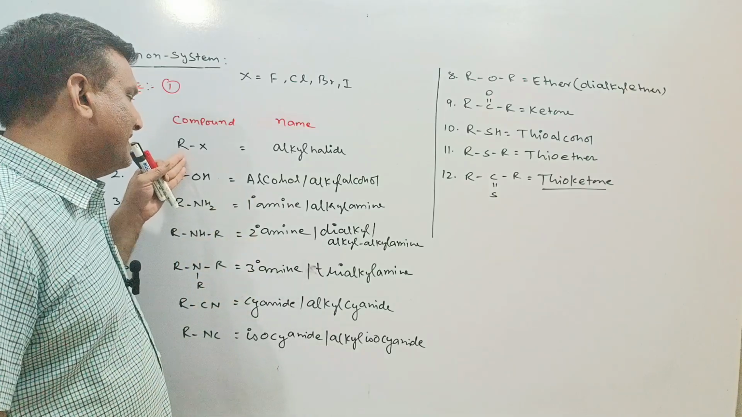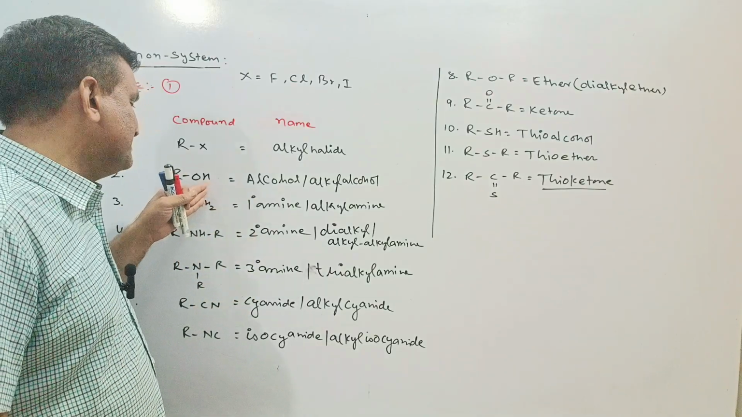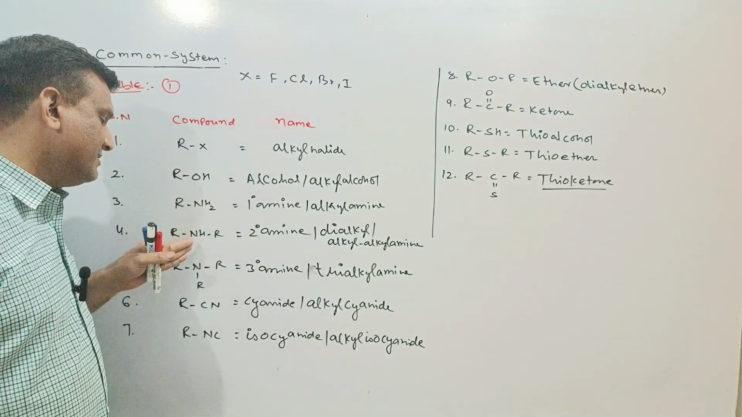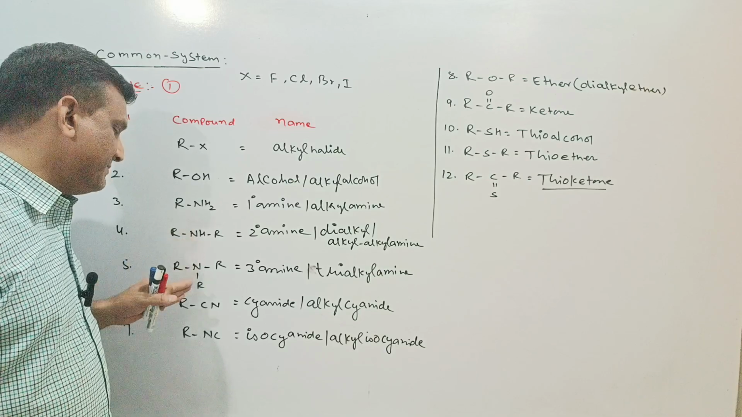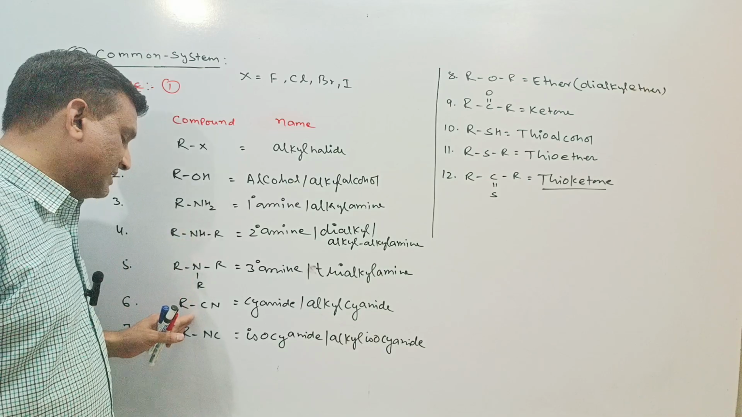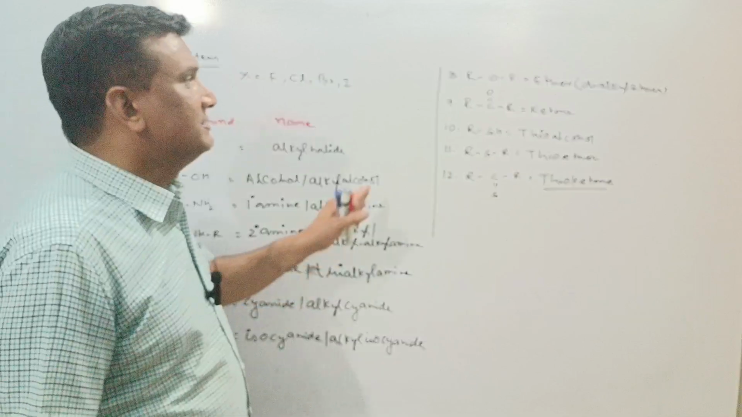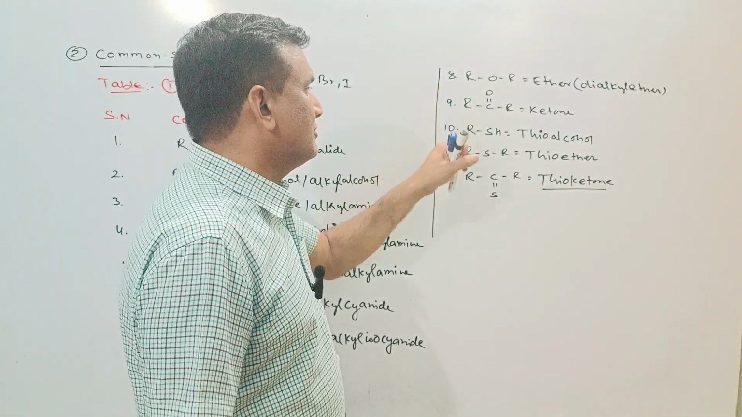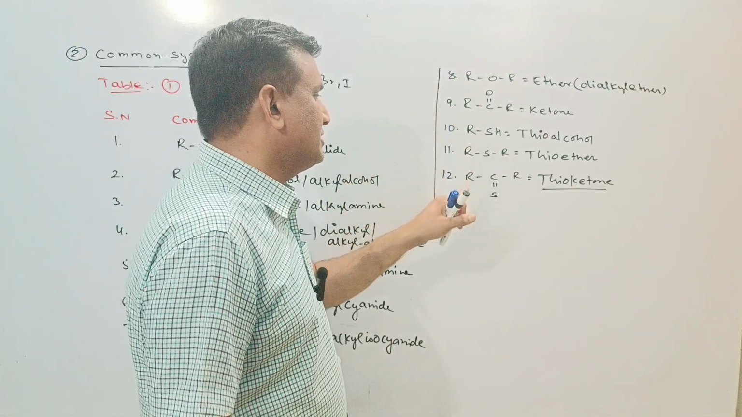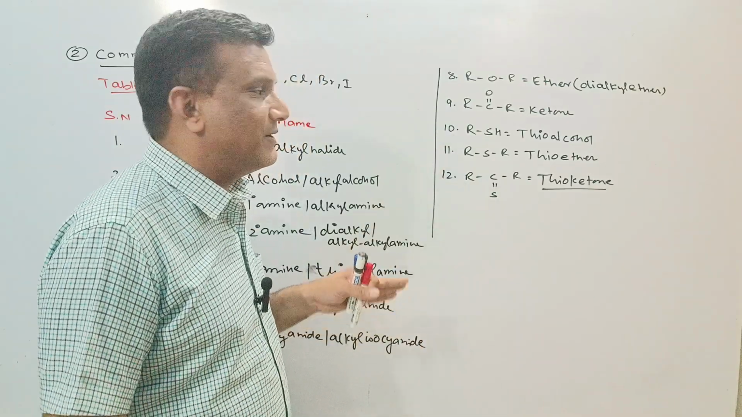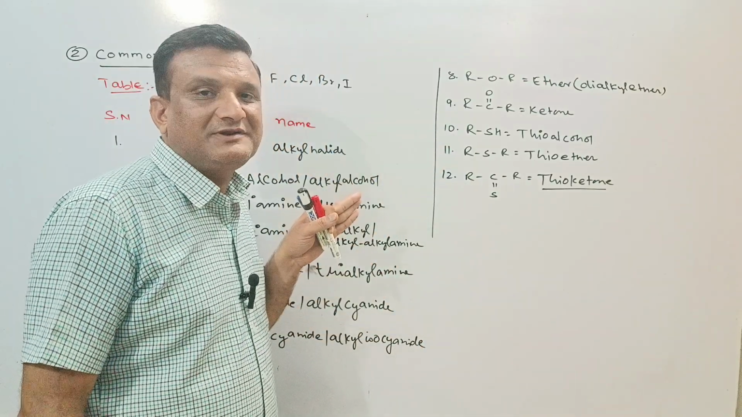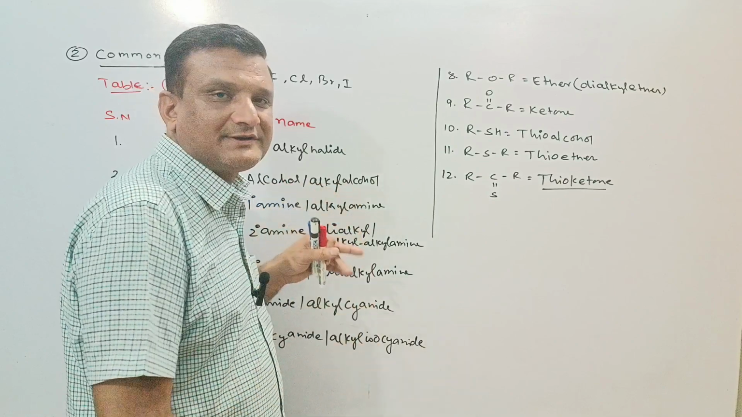First is alkyl halide. Second is alkyl alcohol, means alcohol. Third is 1 degree amine. Fourth is 2 degree amine. 3 degree amine. Cyanide. Isocyanide. Ether. Ketone. Thioalcohol. Thioether and thioketone. This was about the common system according to table first.